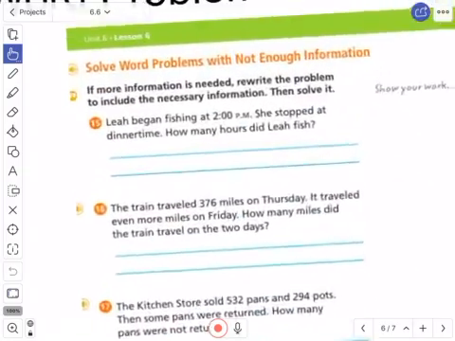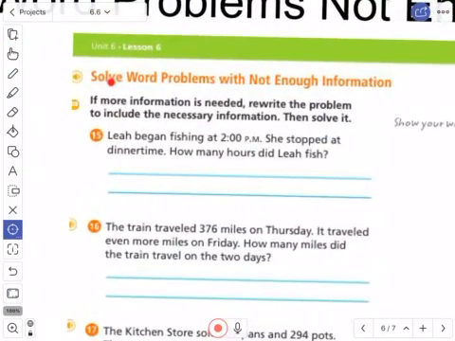And let's start at the top. Reading the orange first. Solve word problems with not enough information. If more information is needed, rewrite the problem to include the necessary information, then solve it. Okay, so I'll kind of show you how this one works. I'll use these first couple for an example.